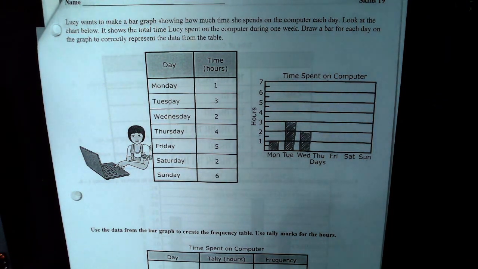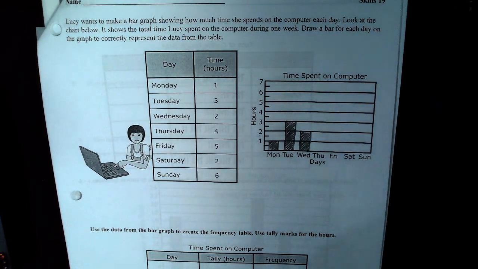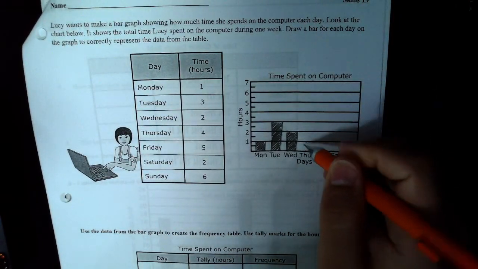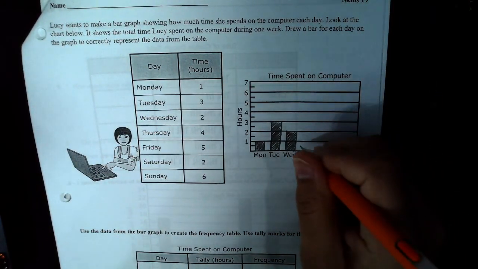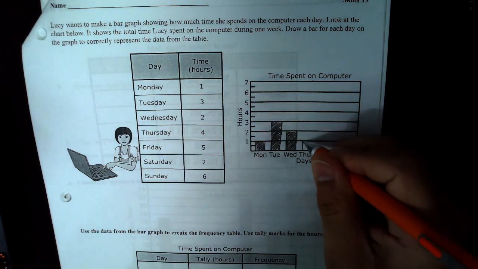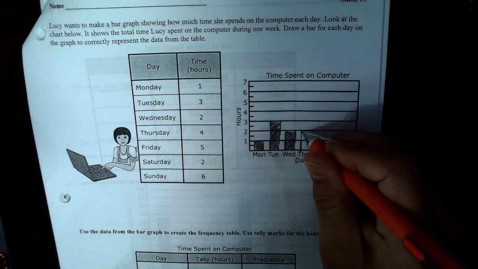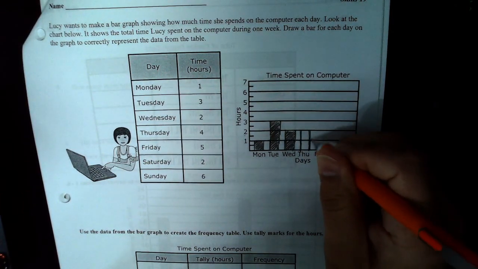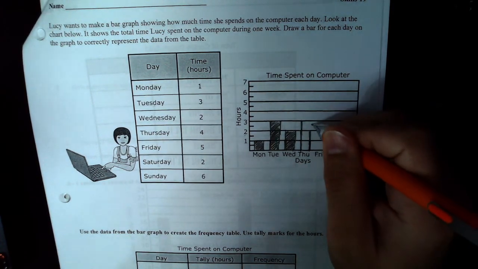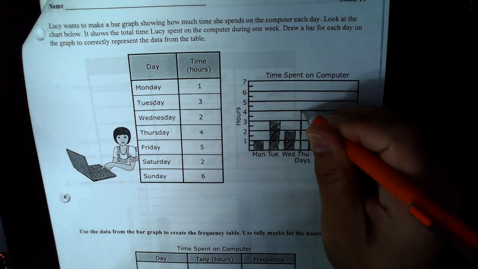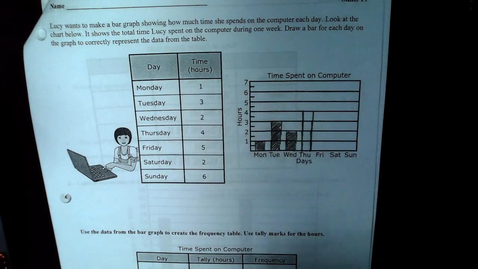For Thursday, who can tell me how many hours she's spending on the computer on Thursday? Jada? She's spending 4 hours. So I can't stop until I get to the line for 4. So there's my line for 1. There's 2. There's 3. And there's 4.